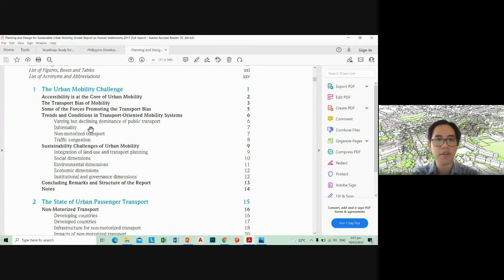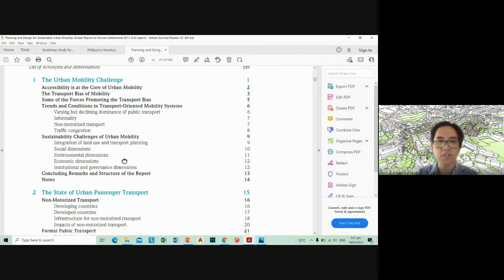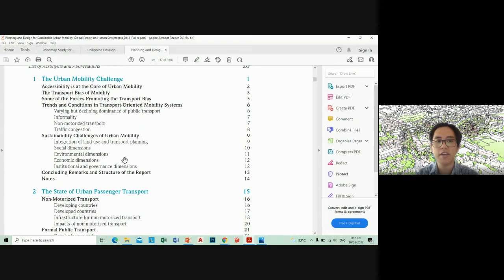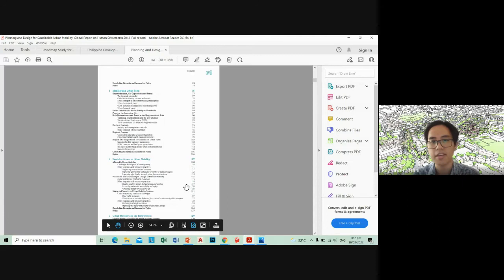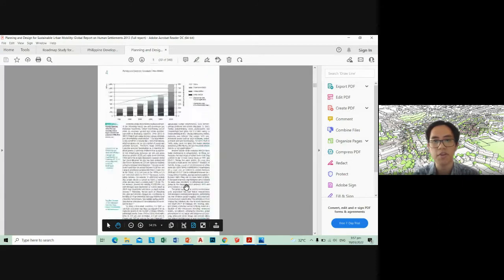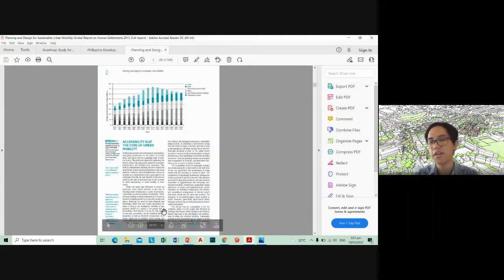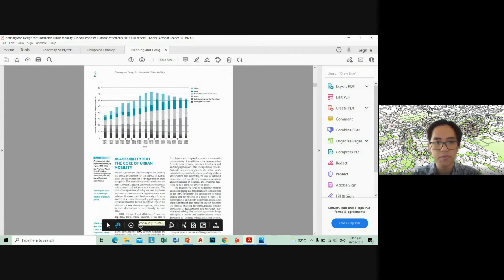Trends and conditions in transport-oriented mobility systems: varying but declining dominance of public transport, informality, non-motorized transport, and traffic congestion. So sustainability challenges include the integration of land use and transportation planning, social dimensions, environmental dimensions, and economic dimensions. We can quickly go through this since I think it will be relevant for everyone, because urban mobility is a very big urban planning issue.